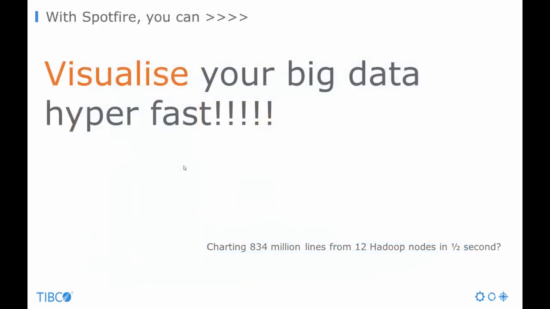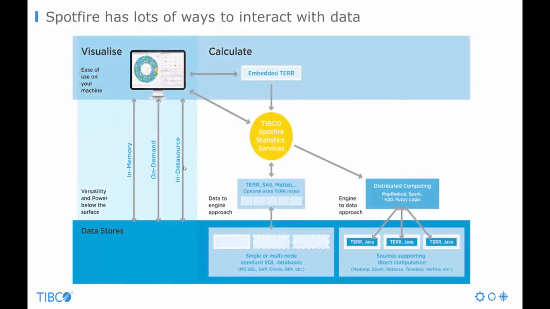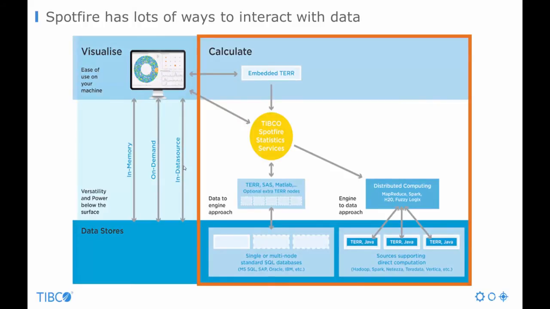Not only is your data access very flexible with Spotfire, but you can also visualize big data hyper fast. For example, using in-data source, I have seen Spotfire querying 834 million rows of data over 12 Hadoop nodes and the visualizations responding in half a second, next to instantaneously. I will demo the different strategies of visualization later, but let me first explain how to run calculations on big data. Getting back to our diagram, we are now in the Calculate section.